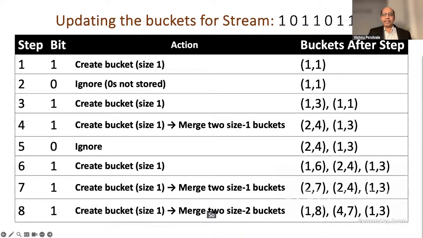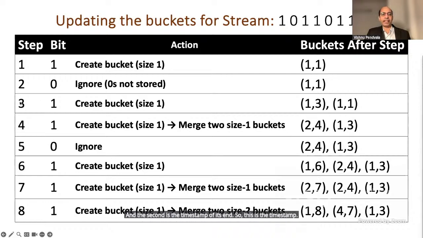So each time a one arrives, we create a new bucket of size one, right? What is a bucket in the algorithm? The bucket is basically a record, and the record comprises two items. The first is the number of ones between its beginning and the end. And the second is the timestamp of its end.